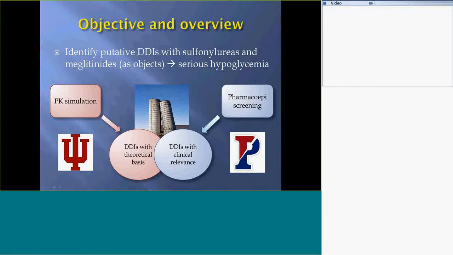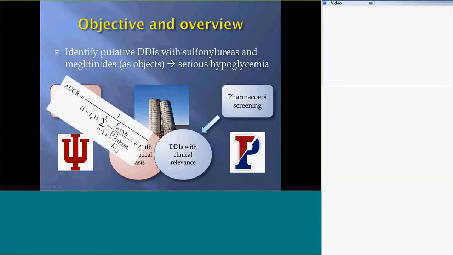getting clinical experts in the room to see which one of these, or which handful of these, we should investigate further. Now, the information we've been getting from our pharmacology colleagues at Indiana University has been information like AUCR, or area under the curve ratio. That is, these are plots of drug plasma concentration versus time that predict the ratio of systemic exposure to object drugs in the presence versus the absence of the precipitant.